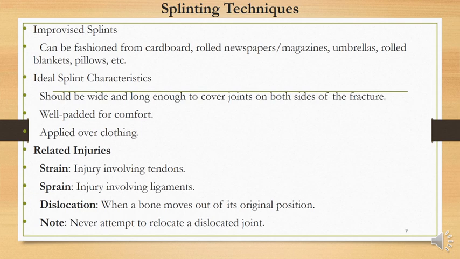Related injuries such as strain, sprain, dislocation. Strain is an injury involving tendons, while sprain is an injury involving ligaments, and dislocation is when a bone moves out of its original position. Never attempt to relocate a dislocated joint. Note that: never attempt to relocate a dislocated joint.